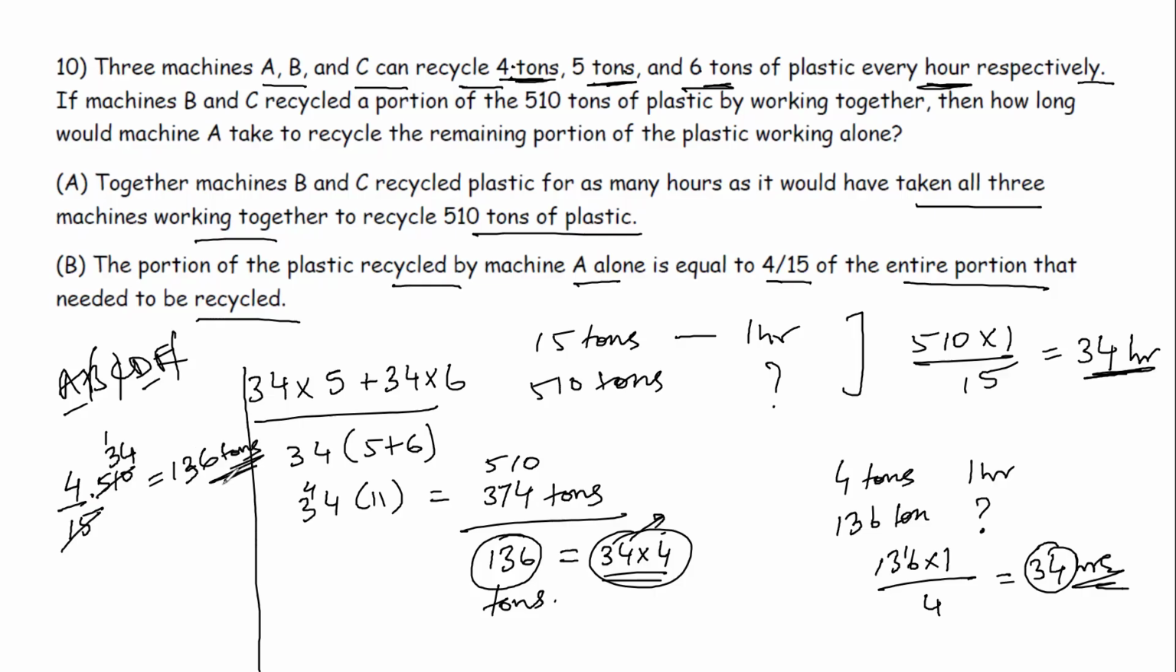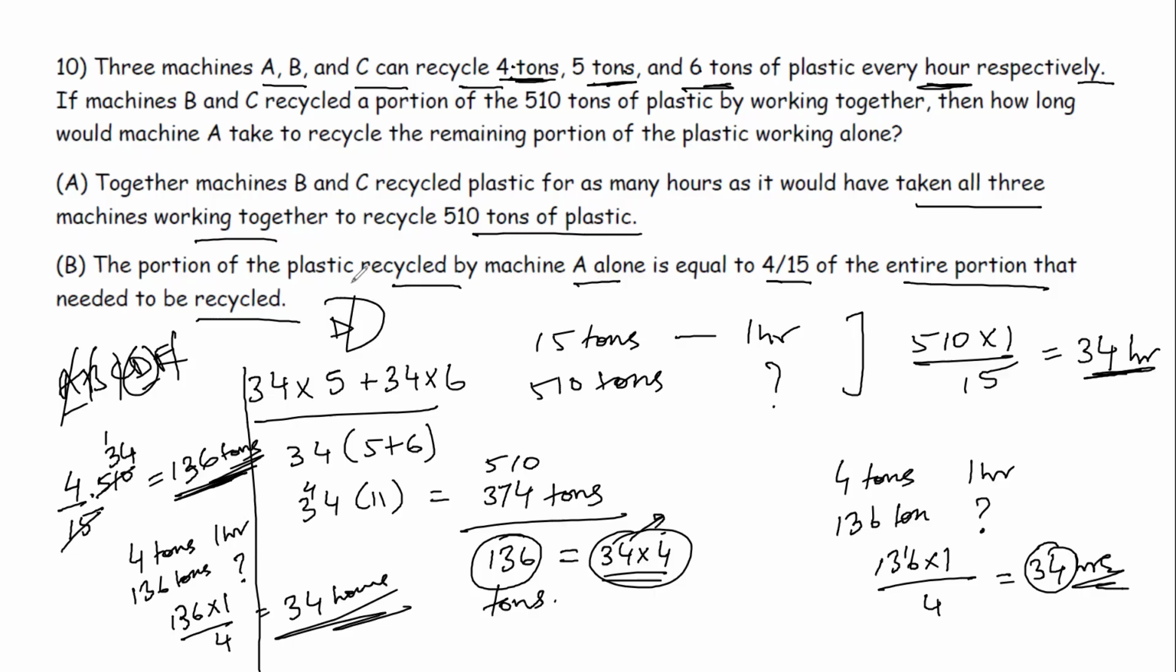136 tons is the portion of the plastic recycled by A alone. And now we have to find out how long it would take to recycle the remaining portion. So remaining we know. So how long will it take? We know that A recycles 4 tons in 1 hour. So 136 tons in how many hours? Correct? So that's 136 into 1 by 4. So 4 3s are 12, 16, 34 hours. So each alone answers. B is the answer. So guys, this one could be very confusing. You just go with what is given to you and not think more on this.